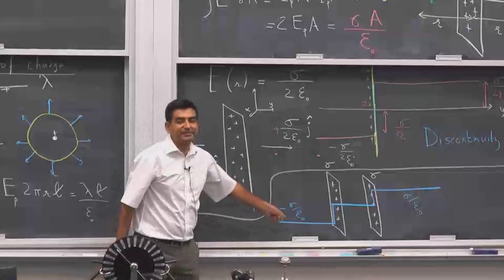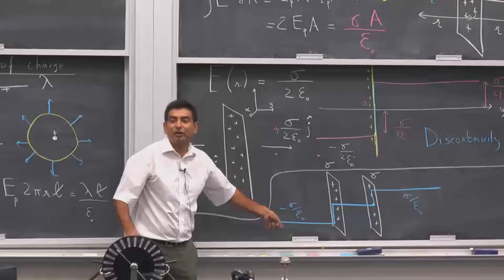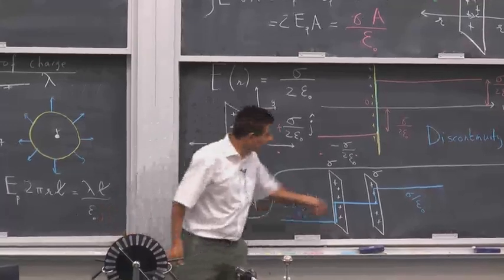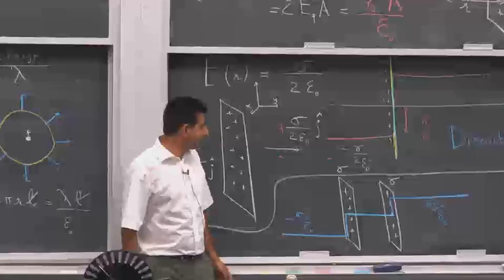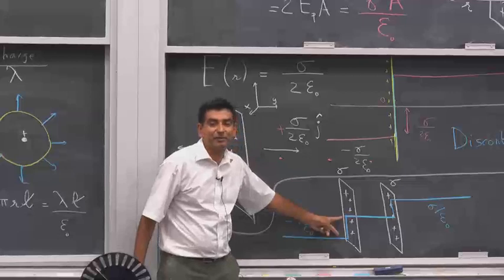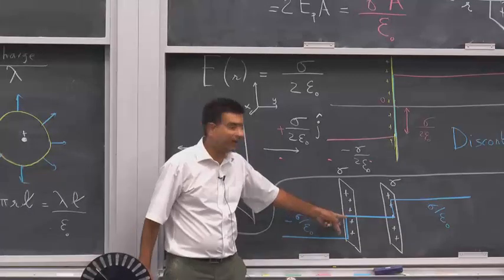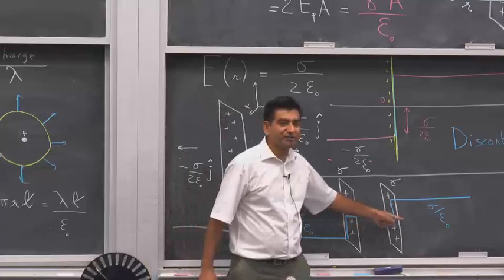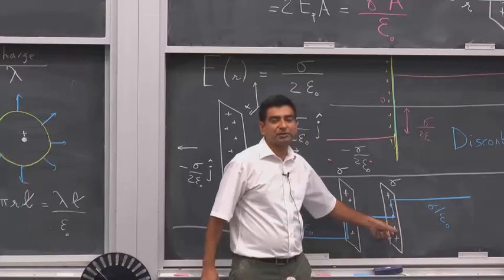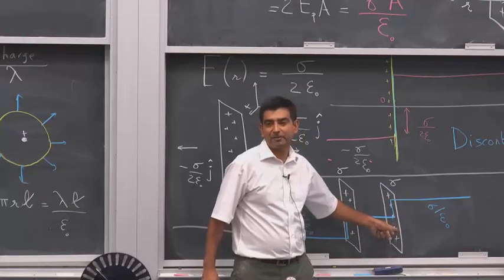This is just a sum of minus sigma over 2 epsilon naught and minus sigma over 2 epsilon naught. You just consider the electric fields due to each of these sheets separately, and look at the discontinuities. Here the discontinuity is sigma over epsilon naught. So here the charge density is sigma, then it becomes constant, and here there's another discontinuity of sigma over epsilon naught because the charge density on this sheet is sigma.